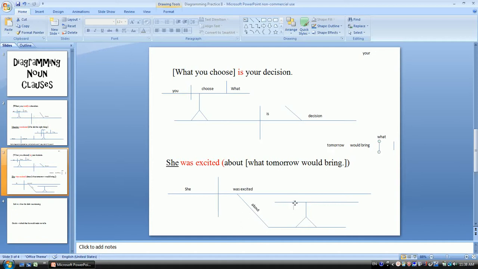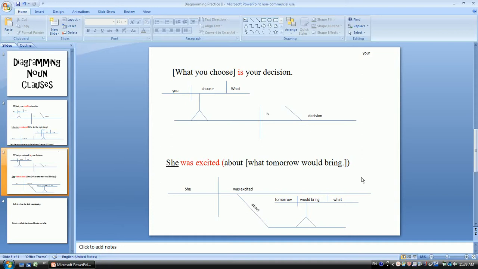So we know she was excited about, so tomorrow is our subject. Pop tomorrow in there. Would bring is our verb. She was excited about what? And then what is our direct object. Okay? Tomorrow would bring what? Direct object. There we go.